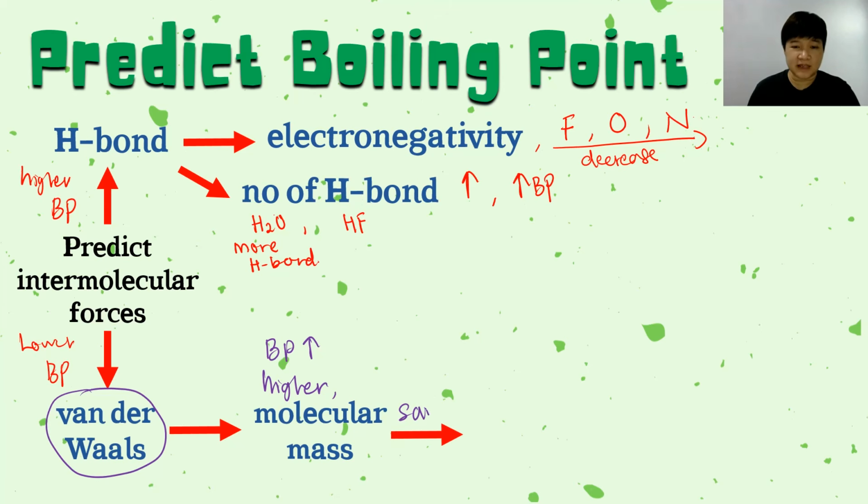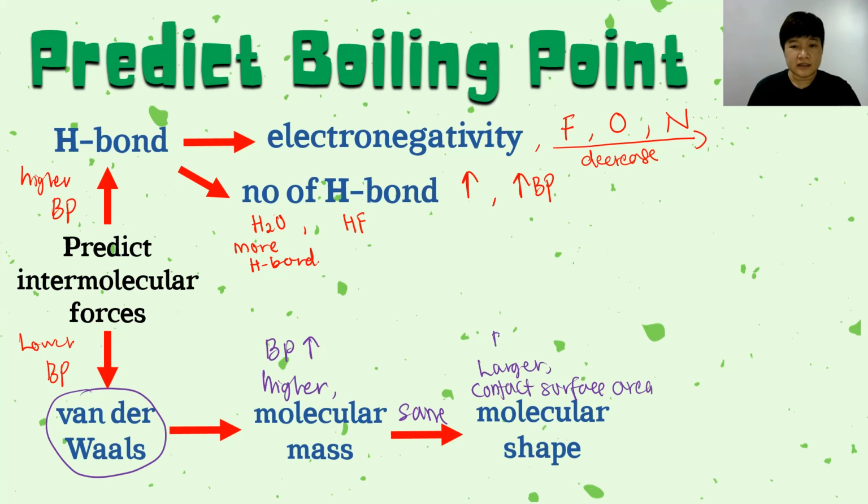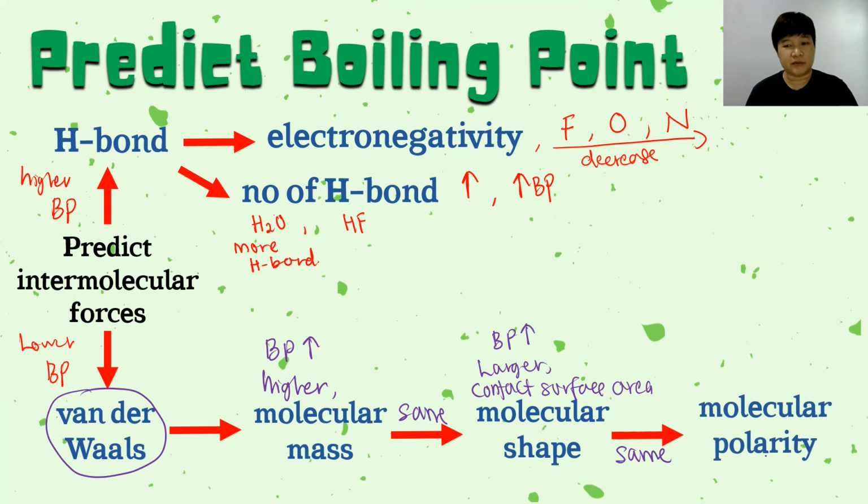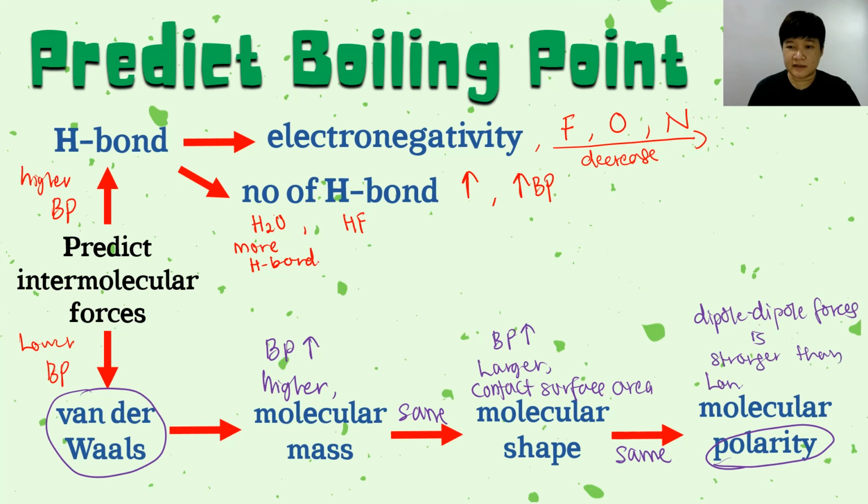If the molar mass is the same, then we will check the molecular shape, or what we call contact surface area. The larger the contact surface area, the higher the boiling point. And next, if the molecular shape is again the same, then only we check the molecular polarity. Obviously, in polarity, dipole forces are stronger than London forces. So we do not check the polarity at the beginning.